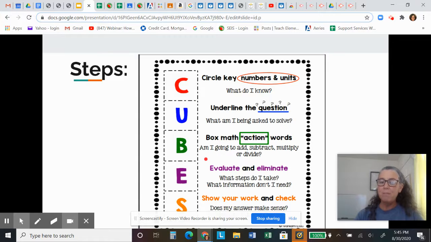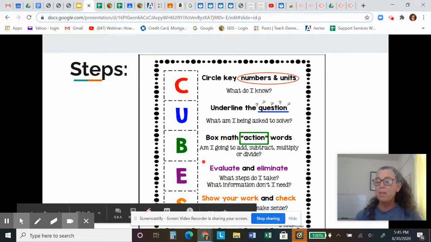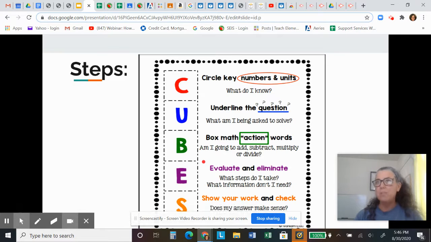And then B for box. You're going to make a box around the action words, which would be a word that tells you what operation you might be using. Am I adding? Am I subtracting? The words "in all" might be boxed because that would say addition.